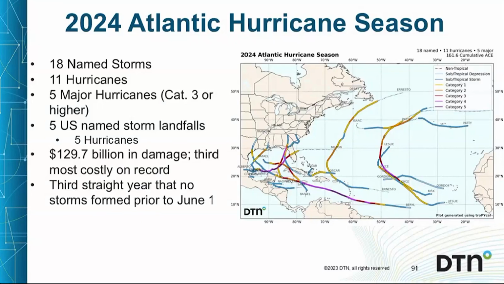So this is a look back at the 2024 season, which was pretty busy. 18 named storms, 11 hurricanes, 5 major, 5 named storm landfalls in the US, and nearly $130 billion of damage done, the third most costly year on record from hurricanes.